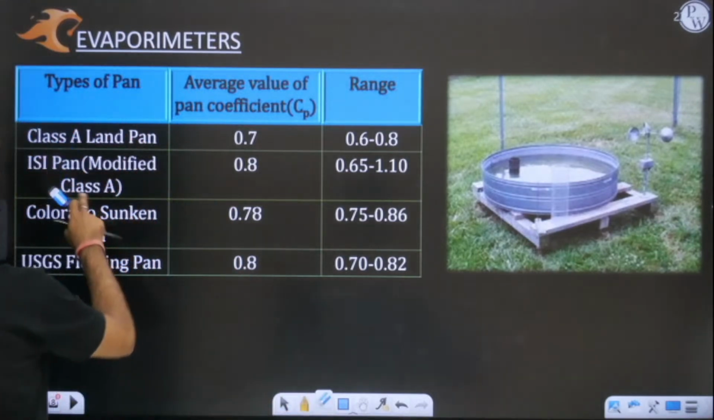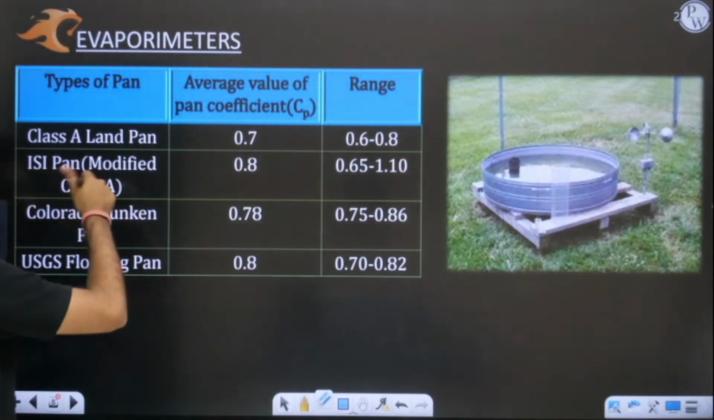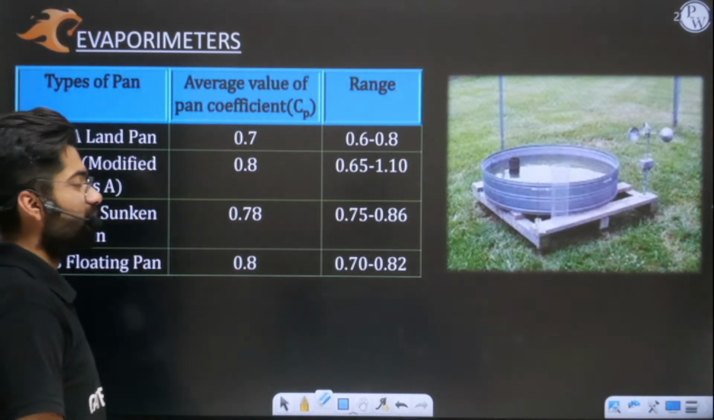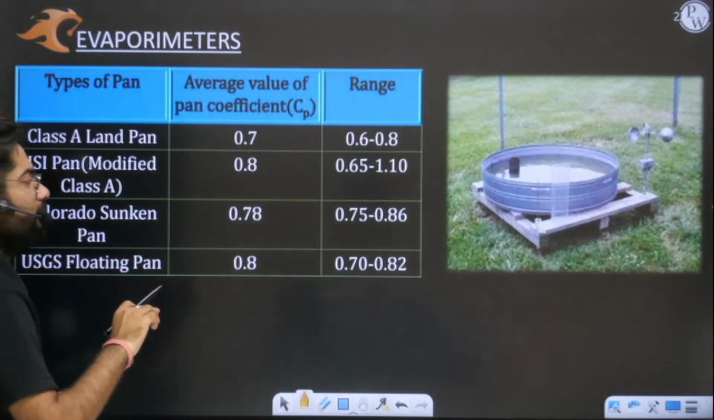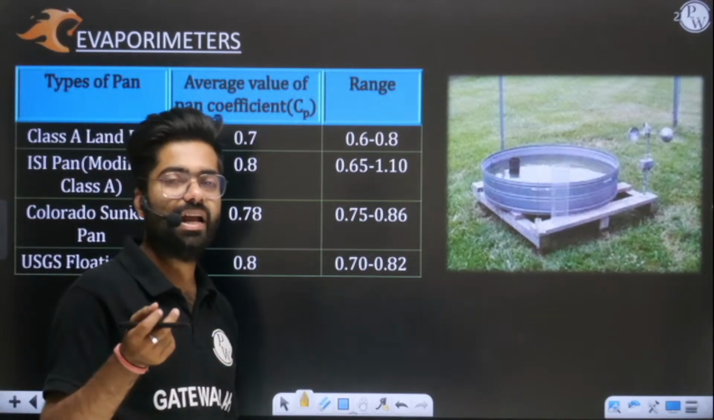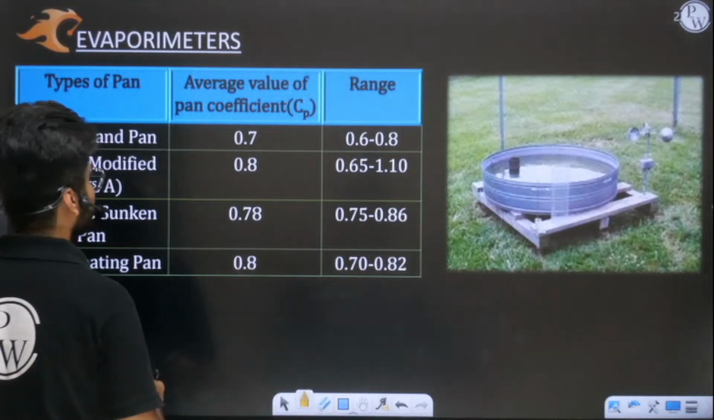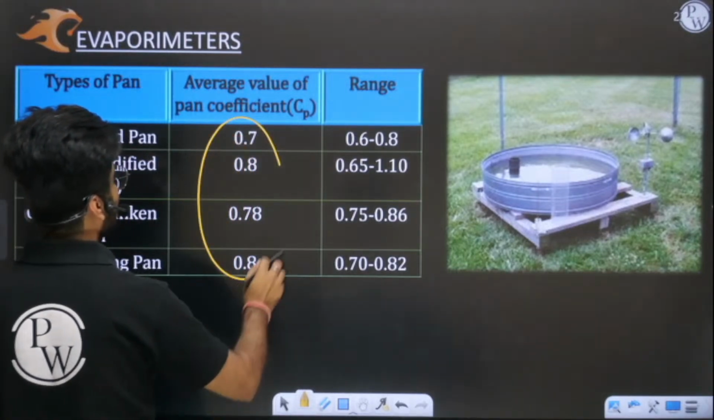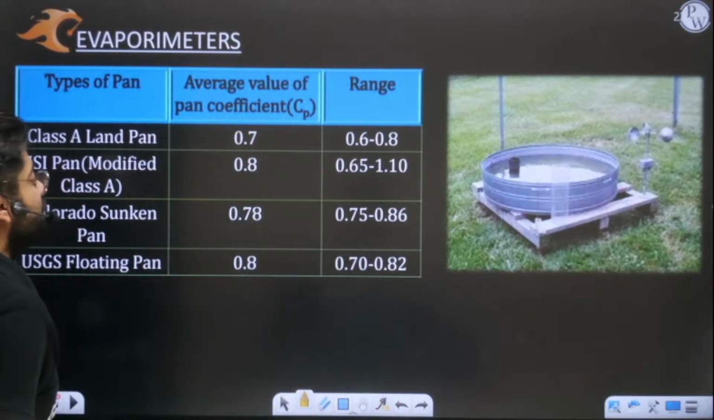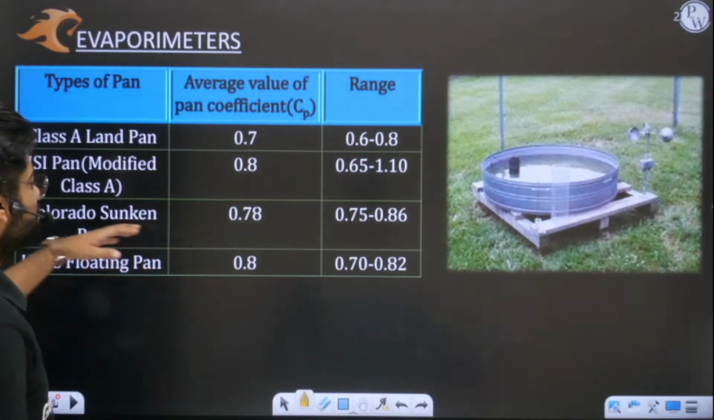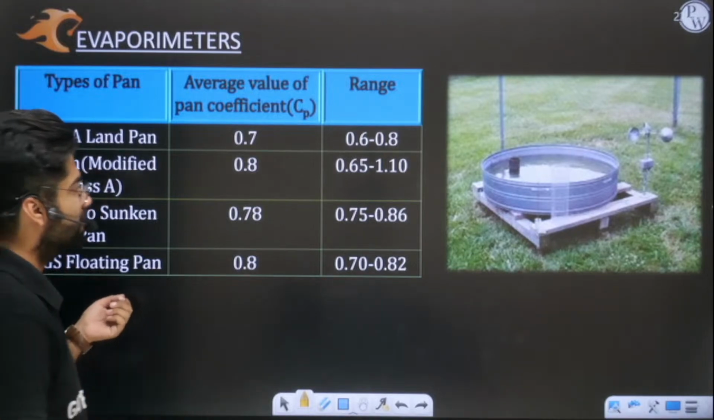Then we have ISI pan, Indian Standard pan, which is very similar to class A US pan, but some modifications are there. Indian scientists have improved that one and come up with the modified class A pan. You can see the average value of pan coefficient is written in front of each evaporimeter, in front of each pan. So these values are important. Colorado sunken pan, USGS floating pan, these are not so important.